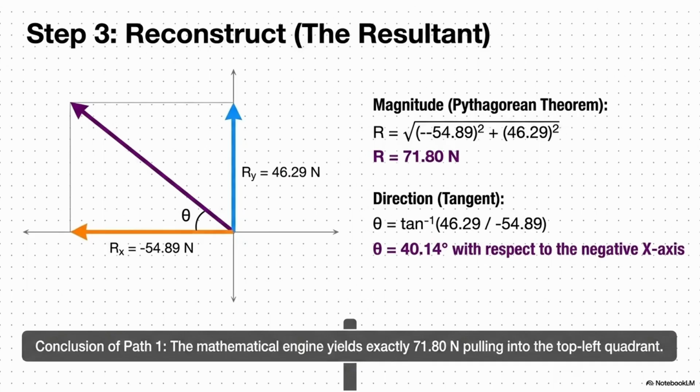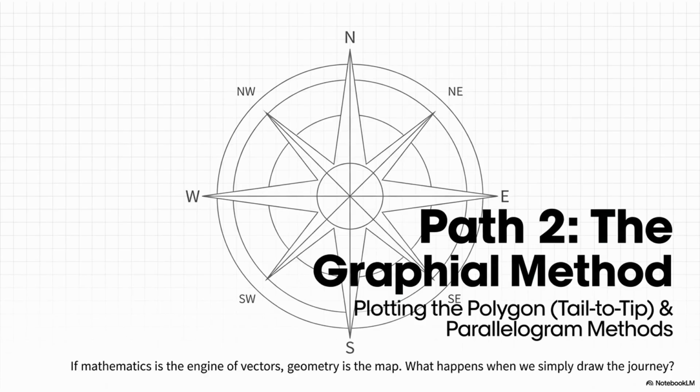What happens if we just draw the journey instead of calculating it? That is path 2, the graphical method. Specifically, we look at the polygon method, which is also known as the tail-to-tip method. Tail to tip. I like the sound of that. It's very intuitive, and the deck also mentions the parallelogram method. But let's focus on tail-to-tip first, using the sample problem from slide 12.